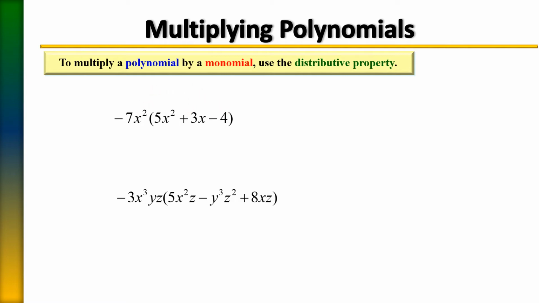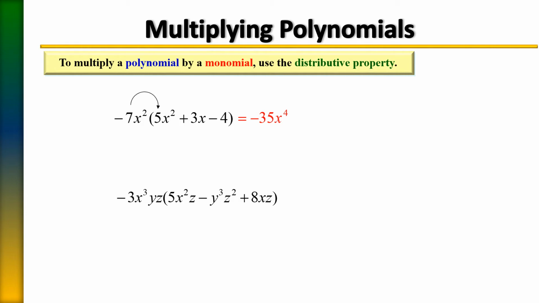So let's start off by multiplying negative 7x squared times 5x squared. Recall, we're going to have to use the product rule of exponents. If the base is the same, keep the base and add the exponents of the variables. In terms of the coefficients, all we need to do is multiply the coefficients. So negative 7 times positive 5 equals negative 35. Add the exponents of the variables, and that's going to leave you with negative 35x to the fourth power.